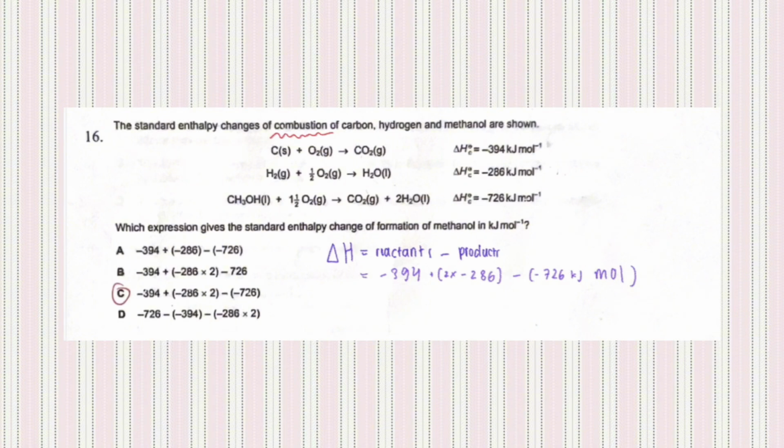So in this reaction, the reactants are the first and second reactions. To make 1 mole of methanol, we need 1 carbon. So it's exactly minus 394 kilojoule per mole, plus we need 2 hydrogens. Since one hydrogen molecule gives minus 286, we times it by 2. So 2 times minus 286, and minus the enthalpy change of the product, minus 726 kilojoule per mole. So the right answer is C.